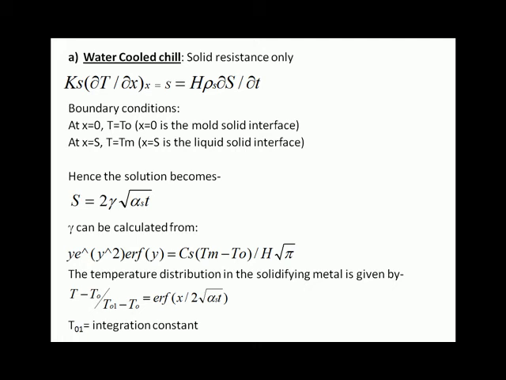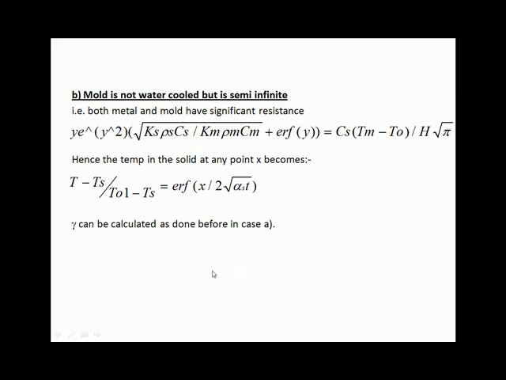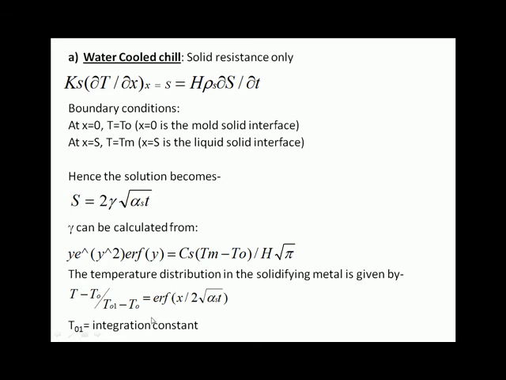This solution was given by Carslaw and Jaeger. Now gamma can be calculated from this equation. So finally the temperature distribution in the solidifying metal would be this, where T01 is an integration constant.